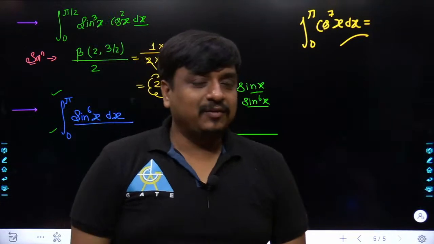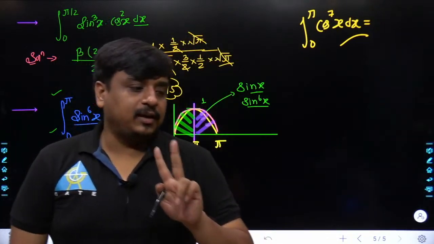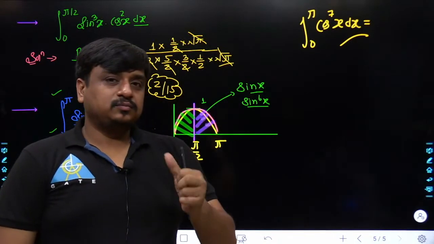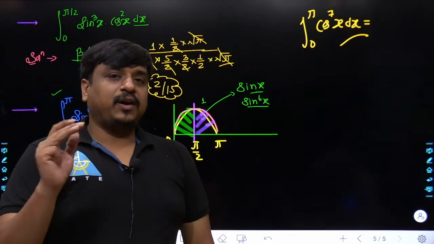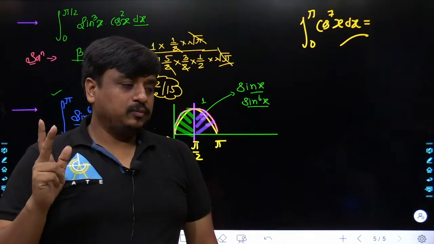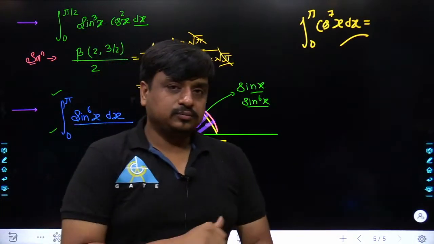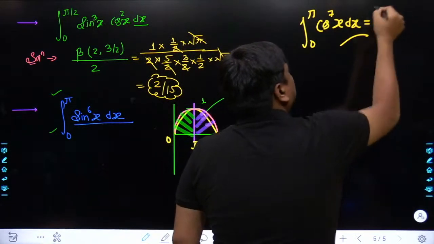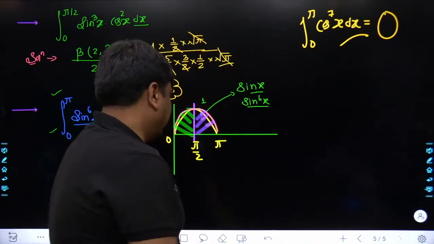10 seconds has been given to you. 10, 9, 8, 7, 6, 5, 4, 3, 2, bingo. The answer is going to be 0. Perfect, Nissan, perfect. Why is the answer going to be 0?